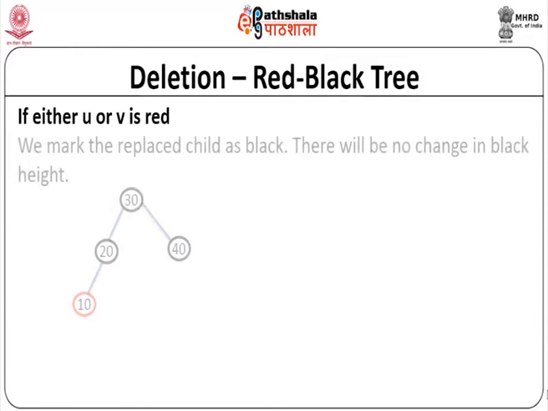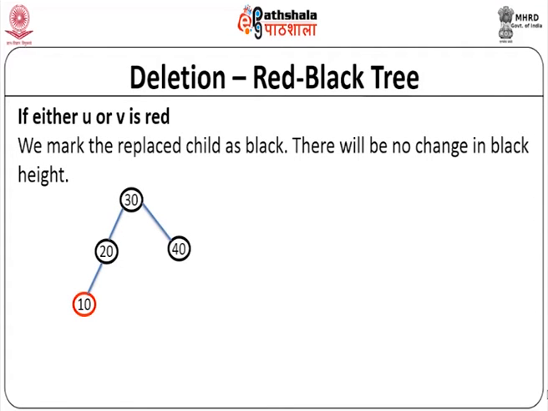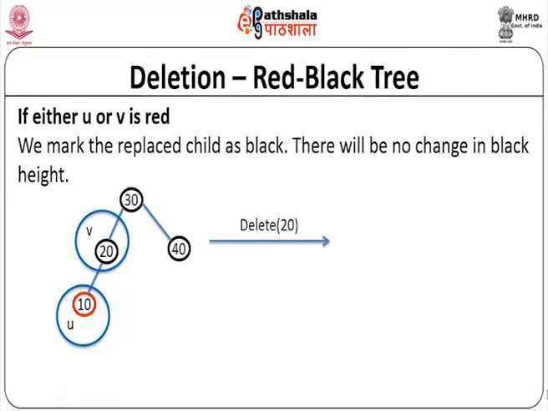If either U or V is red, we mark the replaced child as black, and there will be no change in black height. Suppose you delete 20; you will put 10 as the child of 30. So, that is U, this is V. Either U or V is red, and in our case U is red. So, we mark the replaced child as black. I am sorry, V is the node being deleted and U is the child that replaces it.